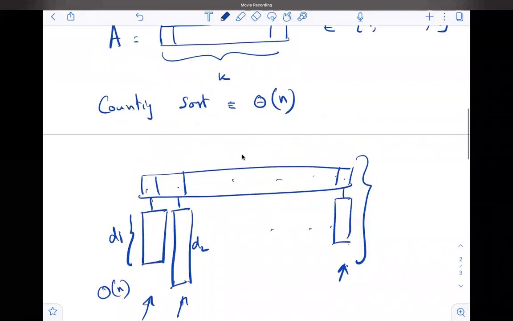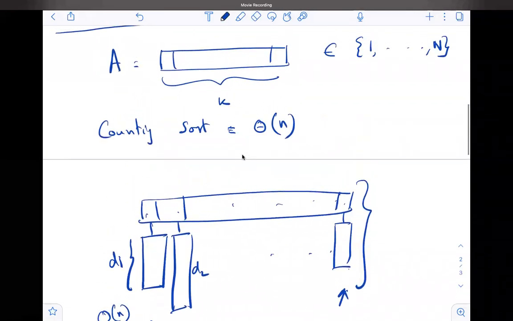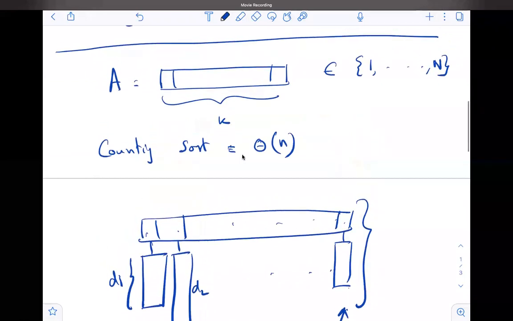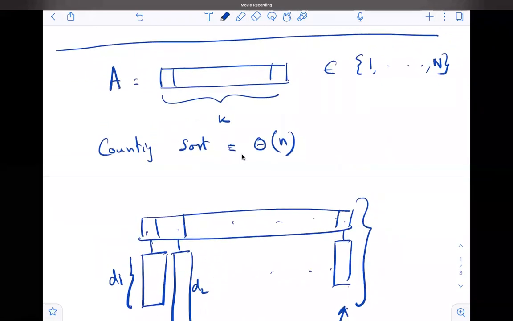Okay, there are two confusions here. First of all, back to the previous thing that I was asking. If I have given you an array of size k, but each element is from 1 to n, how much does counting sort take? Note that counting sort takes theta n, not theta k.